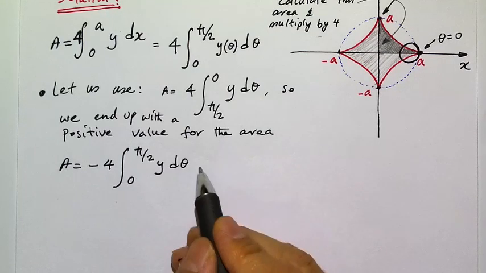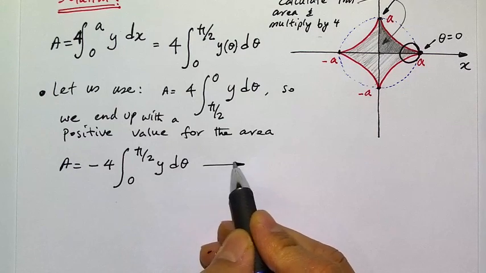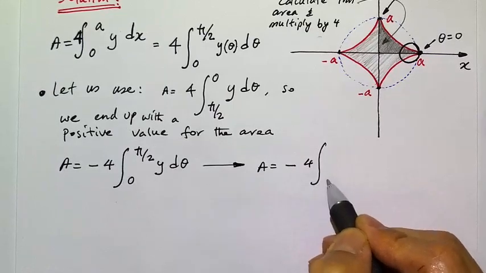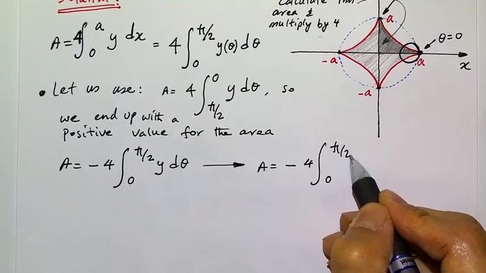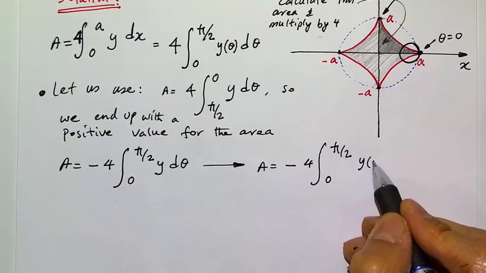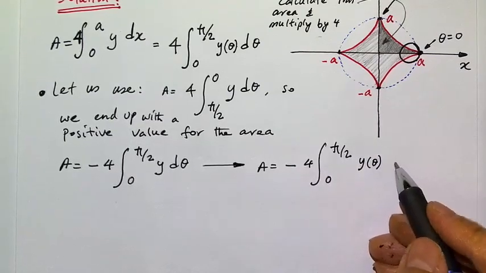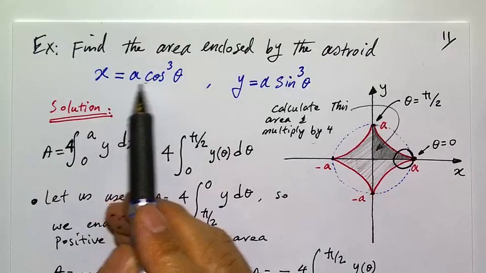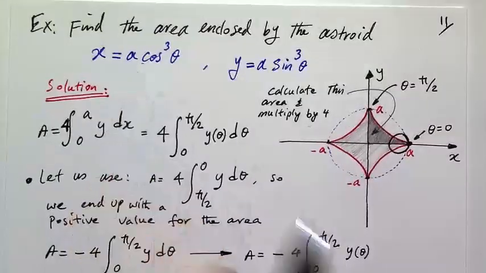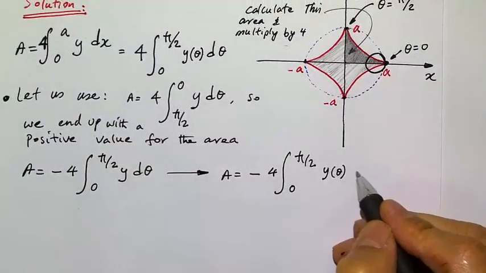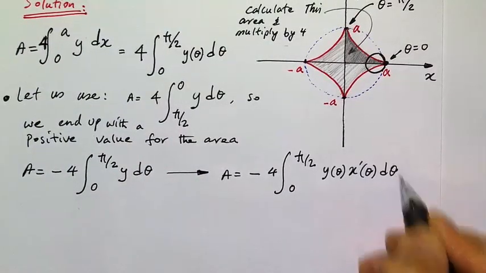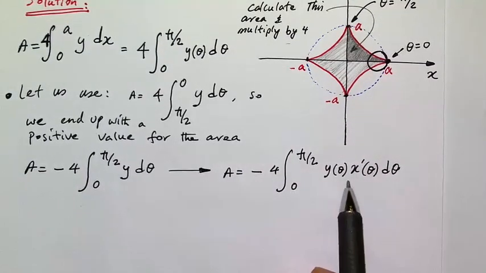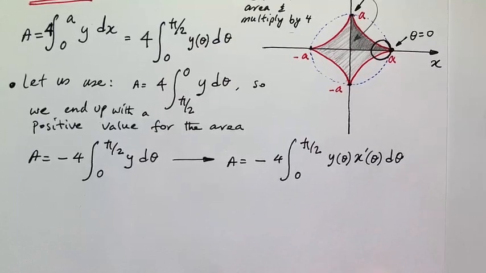So then let's plug in here. Then this will change and become this integral, minus 4 going from 0 to pi over 2, and y as a function of theta times this parametric equation, taking the derivative of this, multiplied by the derivative of this equation. So x prime of theta d theta. Okay, so that sets the approach for us, what we need to include in the integral.